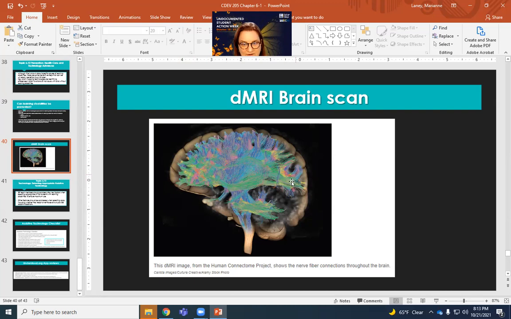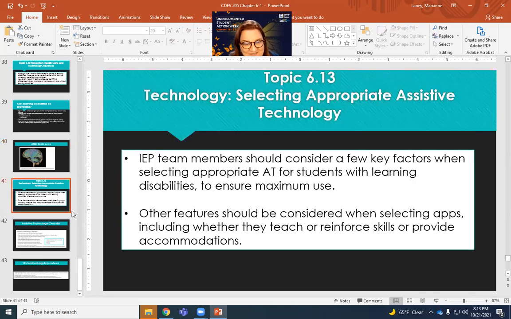I'm a big fan of brain scans. Just love it. And if you have an extra $3,000, you can have one too. There's people here in Orange County who will do it. You just have to have a lot of money.